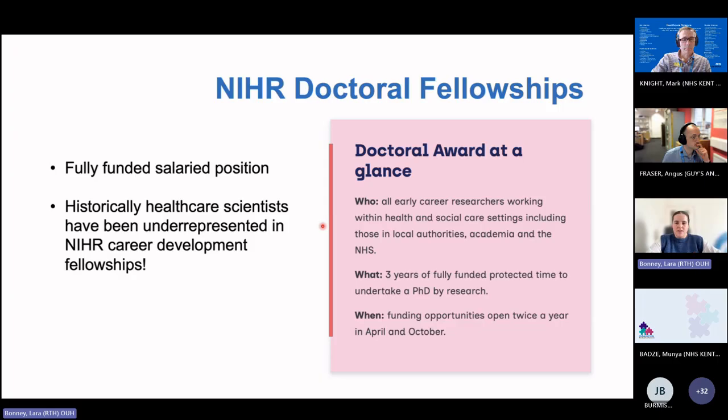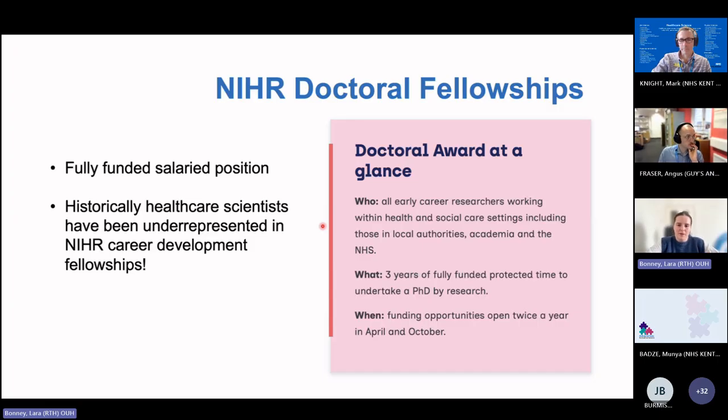So these have slightly changed since I applied. There used to be 2 different schemes called the Doctoral Clinical Academic Fellowship and the Doctoral Fellowship. They are now merged. So it's all under one body, whether you're a medic, dentist, any kind of healthcare professional or like a social worker, they are all funded through the same scheme. And it opens twice a year in April and October.